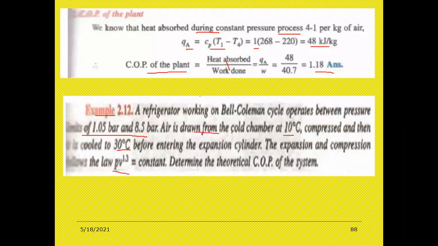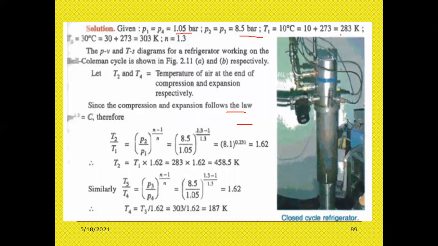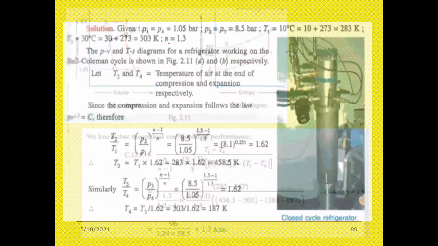Air is down from the cold chamber, T1 is given. T1 is equal to 10 degrees. 10 degrees means 10 plus 273, 283 Kelvin. Next T3. So T3 is equal to 30 degrees. 30 degrees means how much? 30 plus 273, 303 Kelvin. Then what is the question? N is equal to 1.3.